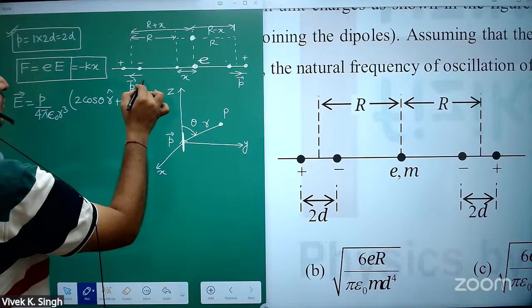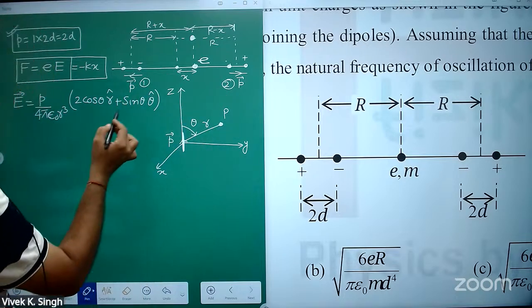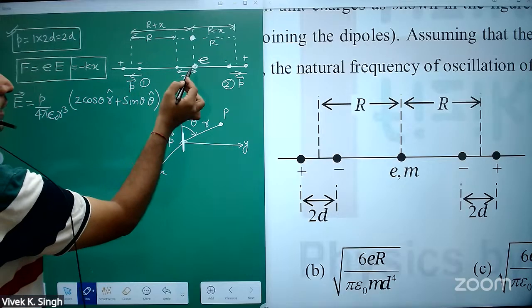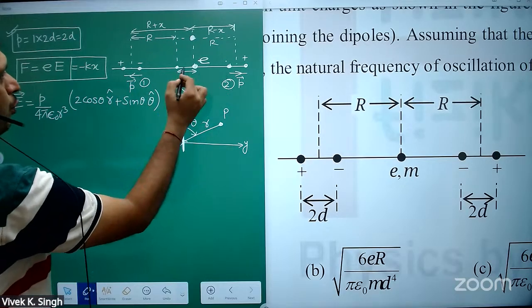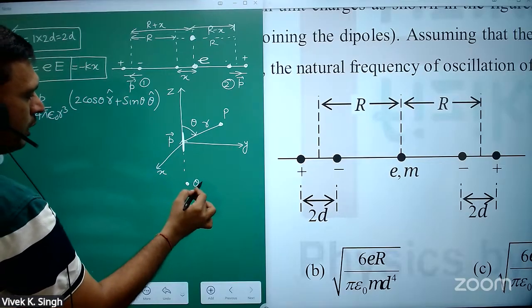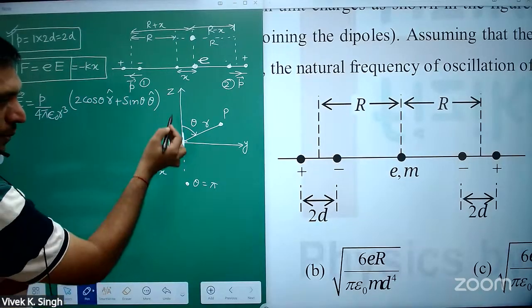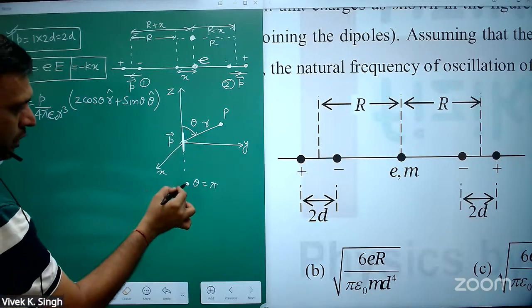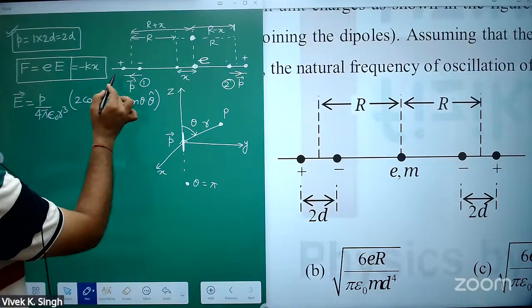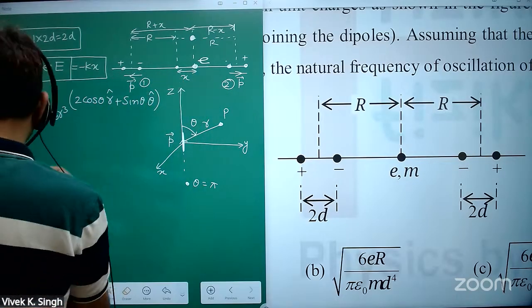So let's say this will be dipole 1 and this will be dipole 2. Both points are opposite to the dipole, so we are considering this type of point. At this point, theta is pi. If this is the direction of the dipole, the dipole is in the z direction, and opposite to this, theta is pi. Whether you consider this dipole or the other dipole, theta will be pi.